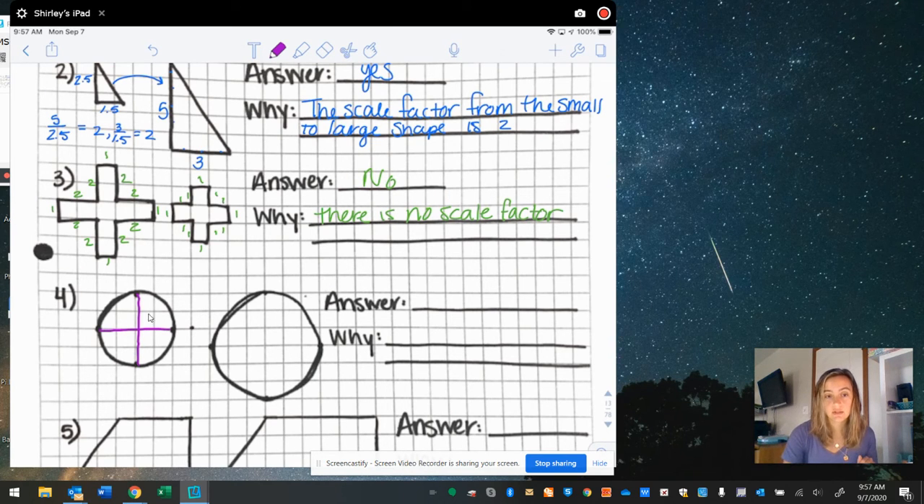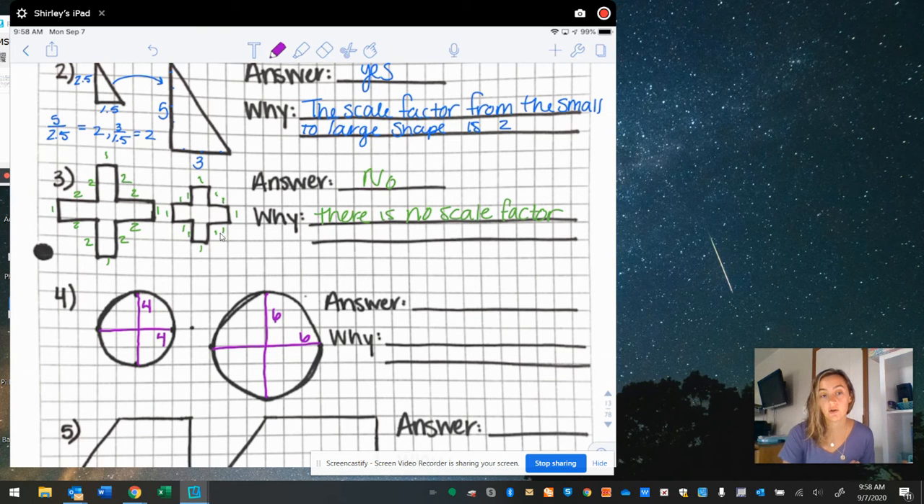If I count those, notice I have 1, 2, 3, 4 going up and down, and then 1, 2, 3, 4 going across. So I'm going to pick those same corresponding parts in the bigger circle. I'm going to count up and down. I have 1, 2, 3, 4, 5, 6. And then I'm going to count going across. I have 1, 2, 3, 4, 5, 6. So I found corresponding parts.